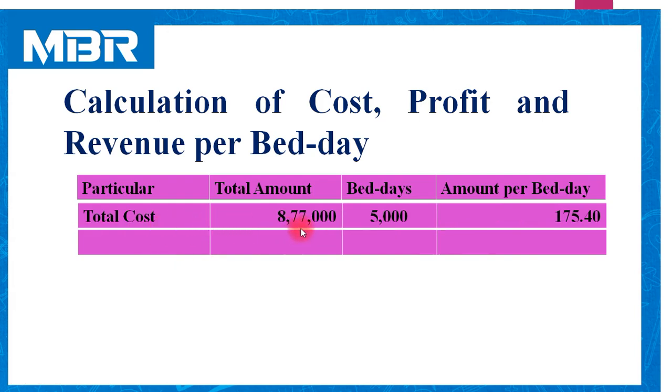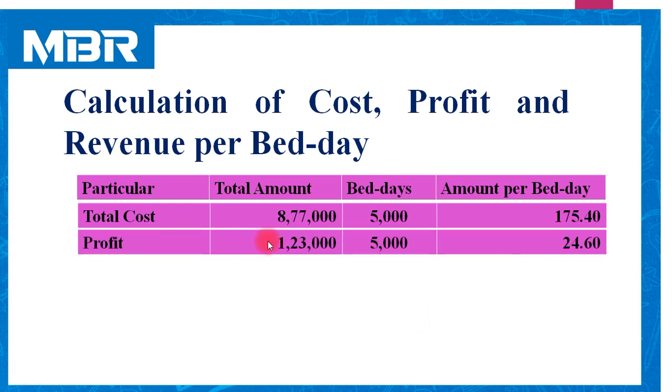Total cost, 8,77,000. You can refer to the previous table in order to find out the amount of total cost. 8,77,000. Number of bed days that we have already computed earlier, 5,000. So amount per bed day is nothing more than division of total amount by bed days. 8,77,000 divided by 5,000 equals 175.4.